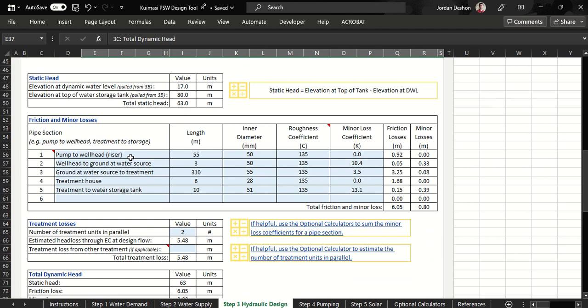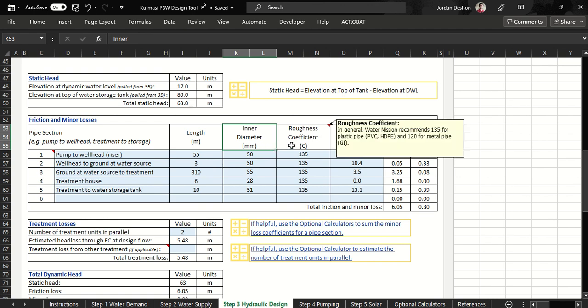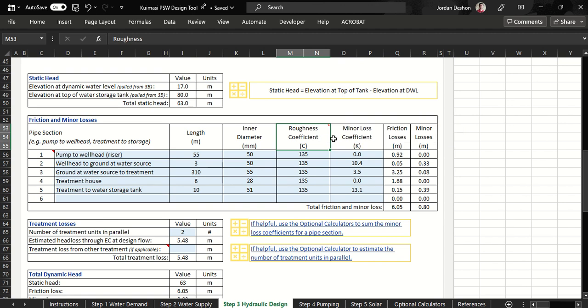From there, you'll enter the piping system components: the length of pipe, the inner diameter, and do note this is the inner diameter of the pipe from wall to wall, not necessarily the nominal diameter. Then the roughness coefficient, which we can see here, in general we recommend 135 for plastic pipe and 120 for metal or GI pipe. And then a column for the minor loss coefficients.